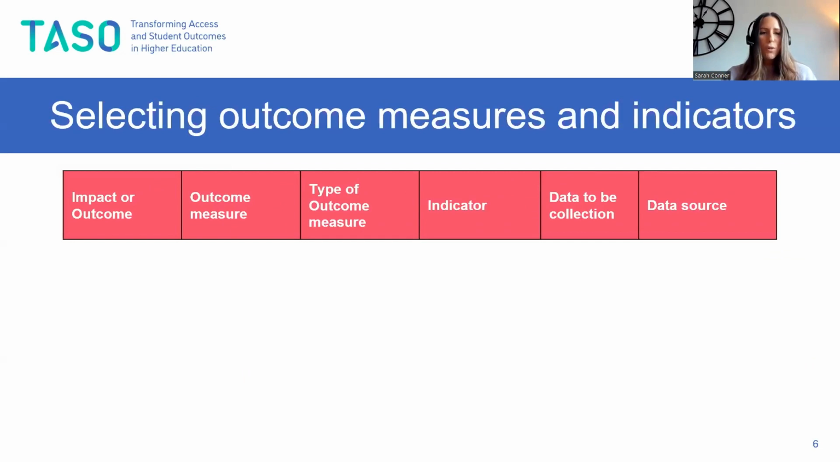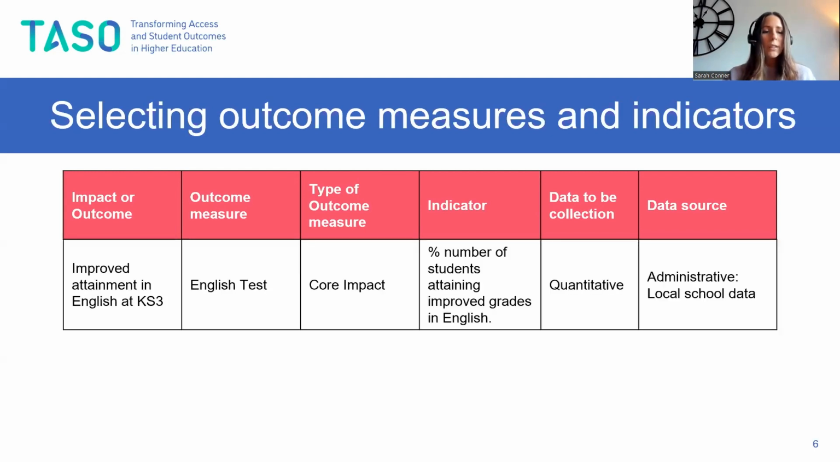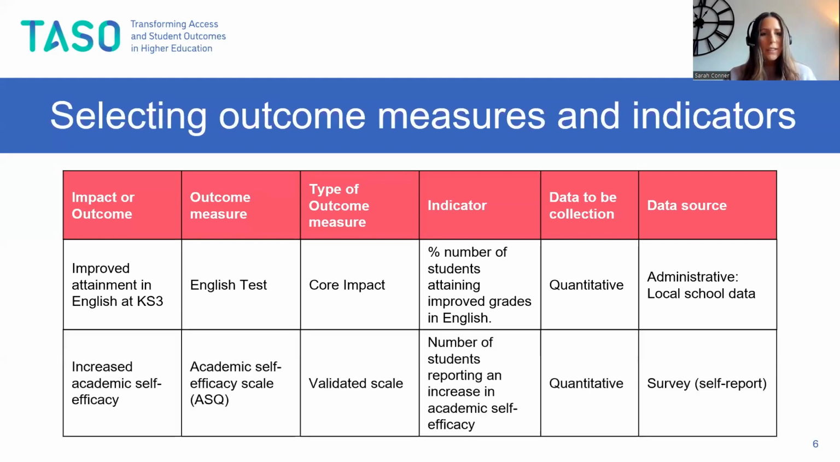She also took you through selecting different outcome measures and indicators. So which outcome measures you use for the primary outcome and secondary outcomes that you're looking to measure. The primary outcome was improved attainment in English. So the outcome measure you'd want to use here would be an English test, and an indicator of success would be the number of students attaining improved English grades, and you'd get this from administrative data sets.